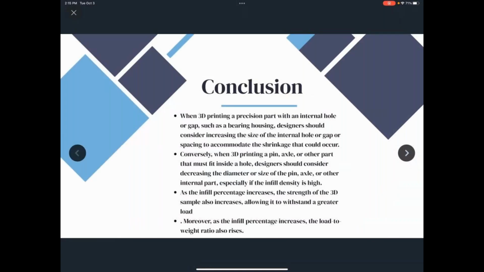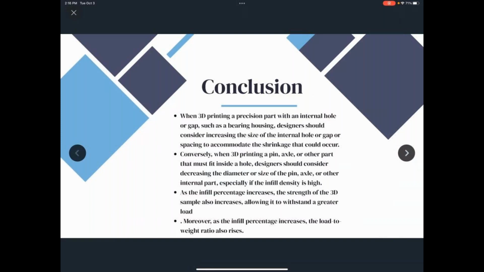In conclusion, we can get from this research as well as this presentation that when 3D printing a precision part with an internal hole or a gap, such as a bearing housing, designers should consider increasing the size of the internal hole or gap or spacing to accommodate the shrinkage that could occur. Additionally, when 3D printing a pin or axle or other part that must fit inside a hole, designers should consider decreasing the diameter or size of the pin or other internal part, especially if the infill density is high.